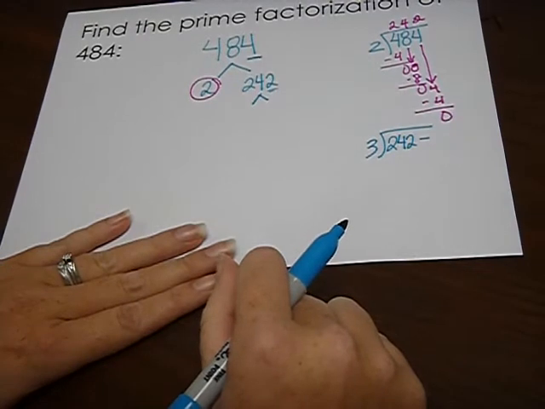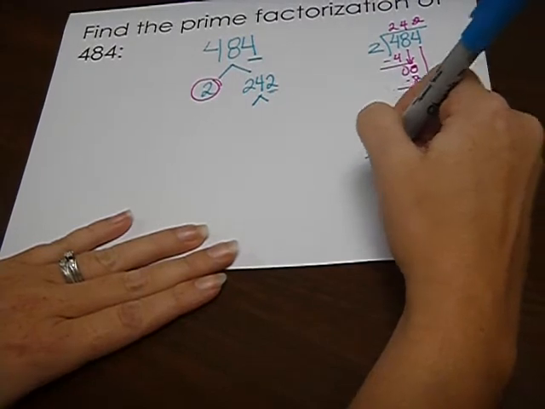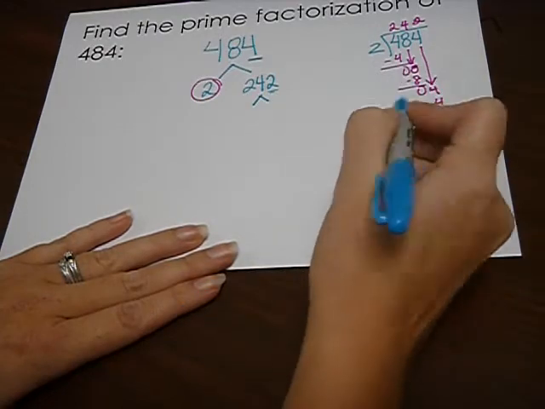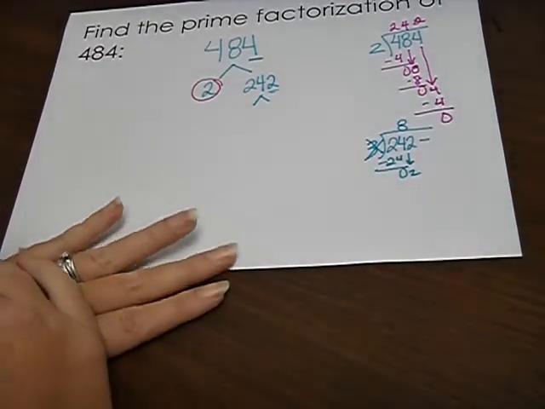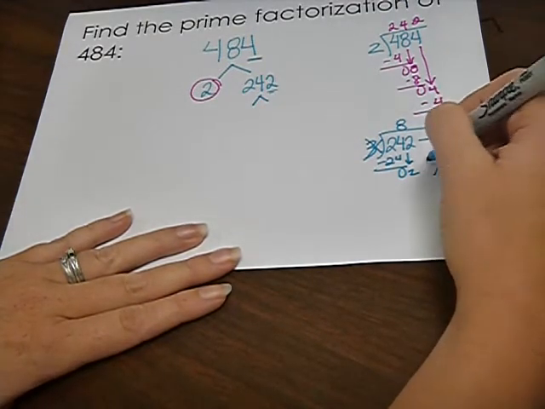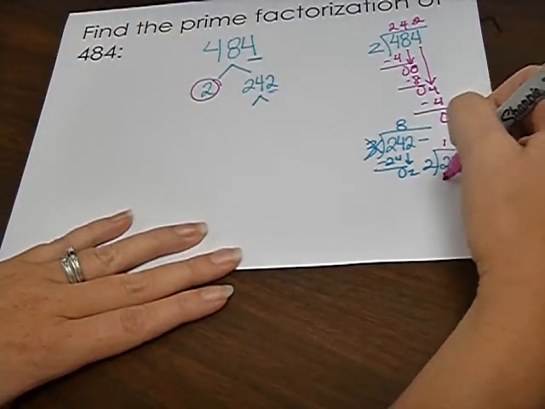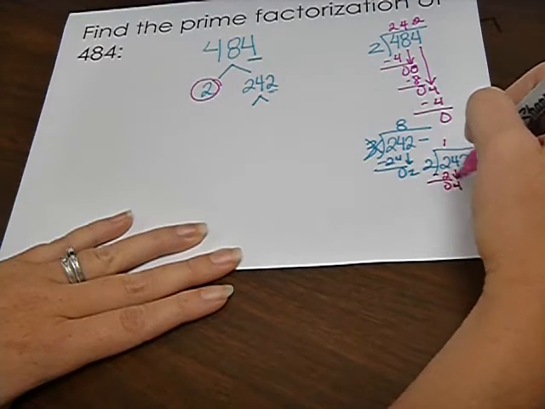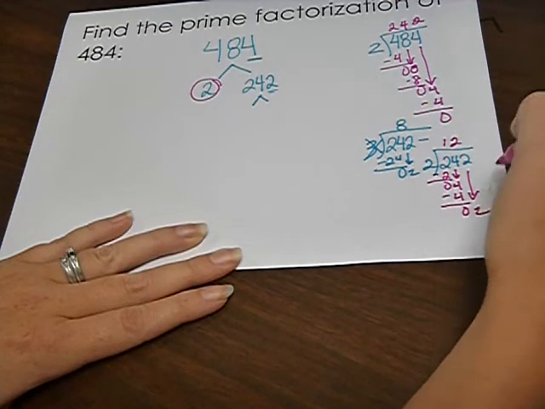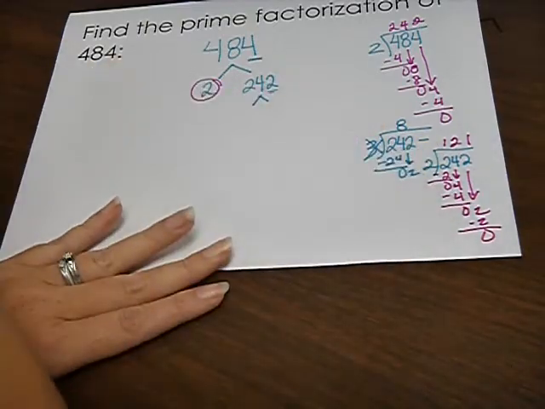So 242 divided by 3. 3 goes into 24 8 times. Bring down my 2, and 3 does not go into 2, so 3 did not work. So I'll try the 2. 242 divided by 2. 2 goes into 2 one time. 2 goes into 4 twice. And 2 goes into 2 once. So it's 2 times 121.